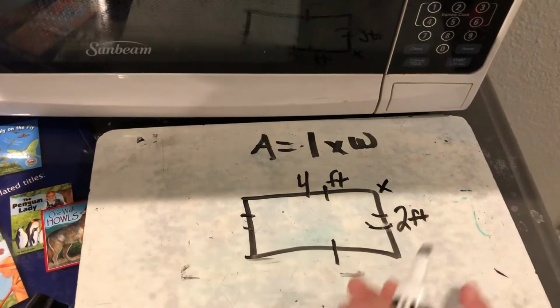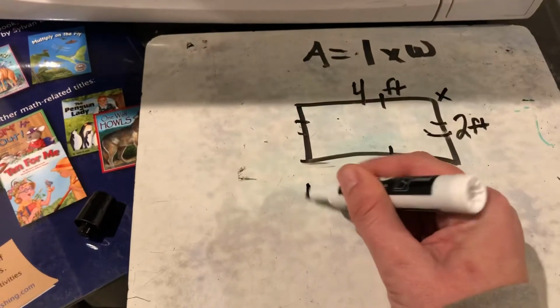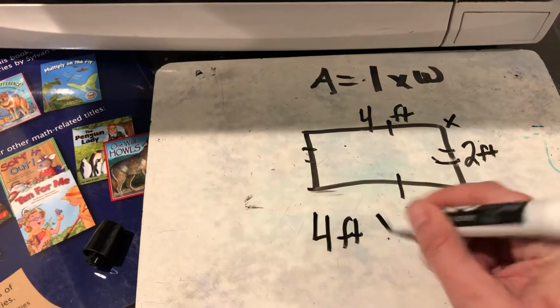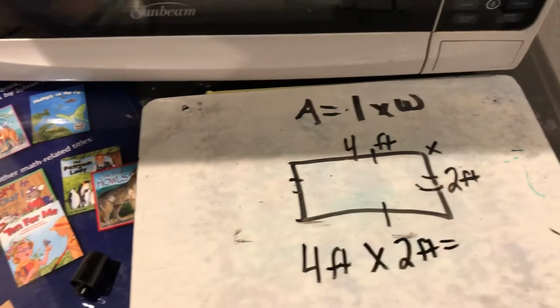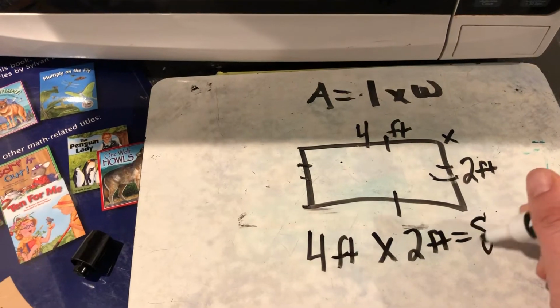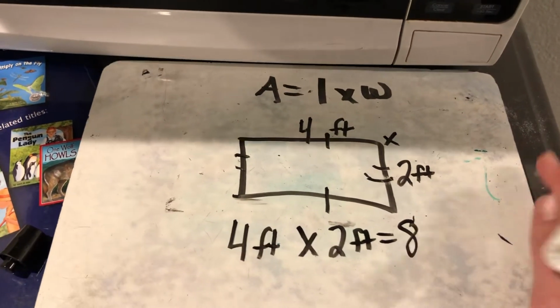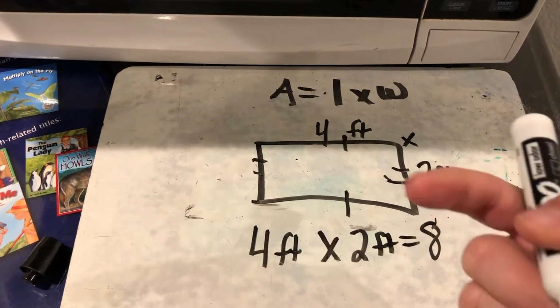So to find the area of a rectangle, you're going to take your length, 4 feet, multiply it by the width, 2 feet. Okay, well, what's 4 times 2? 4, 8. 8. Oh, I guess I'm done. What do you mean no? I'm not done? Oh, what did I forget? Labeling. Don't forget the label.